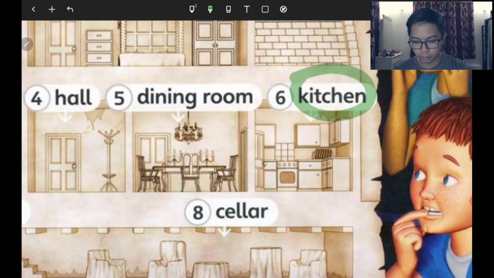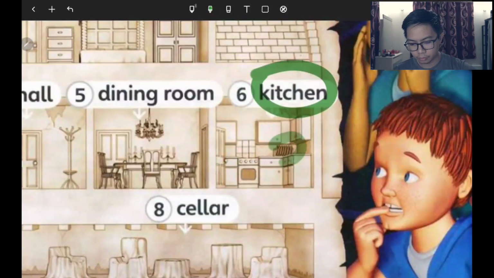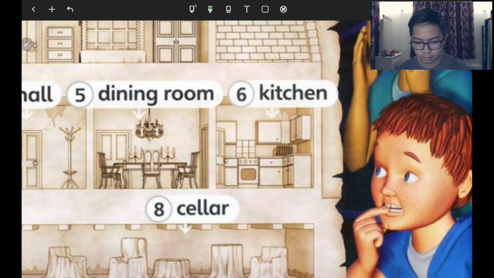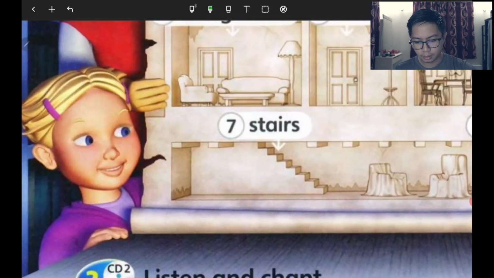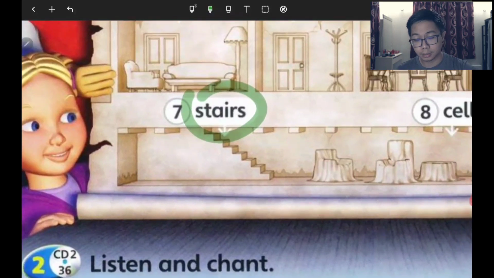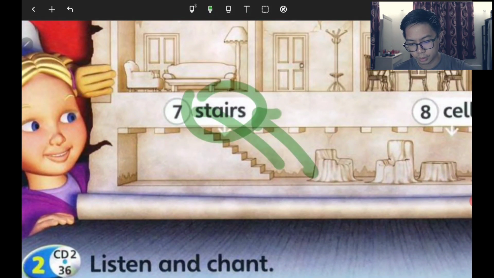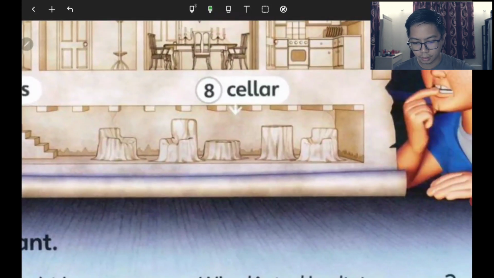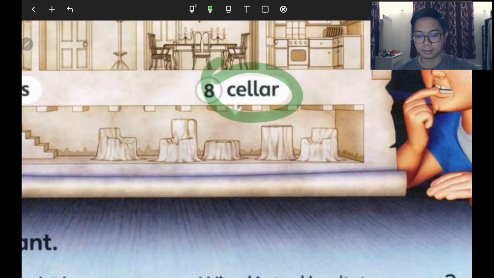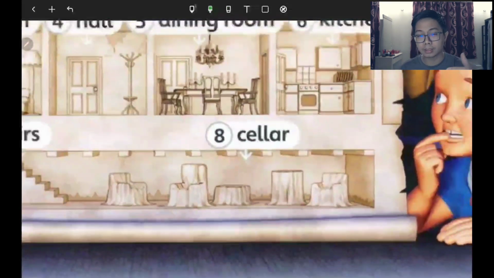Next one, the hall, the dining room, okay, the place where we go eat our food. The kitchen, look at the kitchen. There are a few plates over here. The gas stove, what else? The sink, maybe. Next one is the stairs, okay, where we go down or go up. Lastly, we have the cellar, where we put our stuff, our old things, or maybe some people use the cellar as another room.